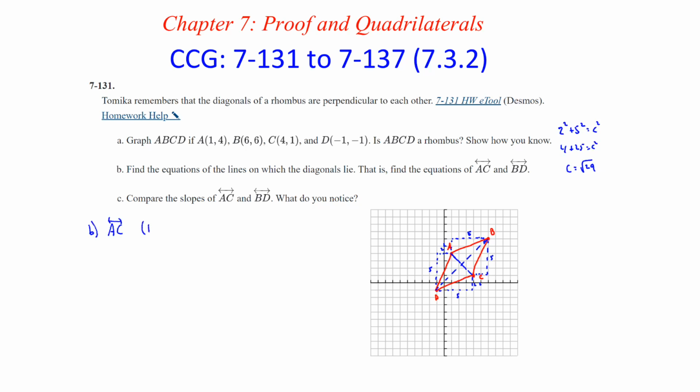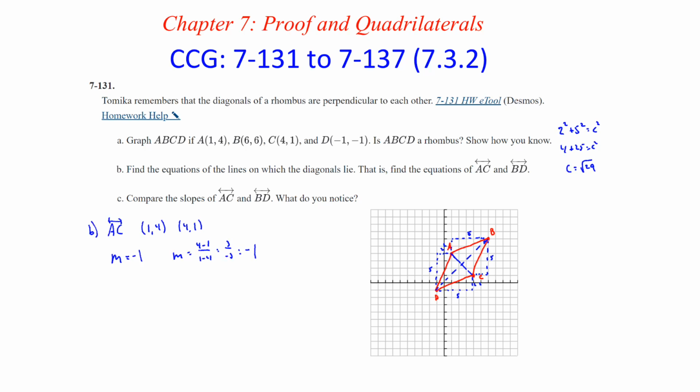So point A is (1, 4), and point C is (4, 1). So we need to find the slope, and you can do that on your coordinate plane as well. You can look for the slope. It looks like for C, we're going to go 1, 2, 3 down and 3 over. So it does appear that our slope is -1. You can also use your slope formula, change of y over change of x, so that's 3 over -3, which is -1, so that matches up.